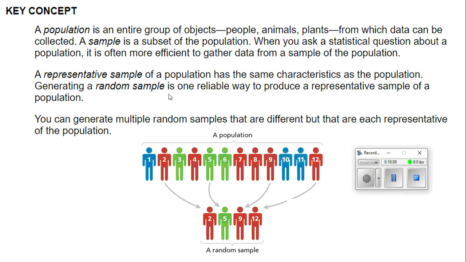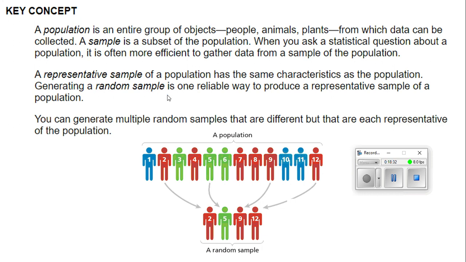Generating a random sample is one reliable way to produce a representative sample of a population. A representative sample might be, if we're talking about an election, all the registered voters. They are the representative sample of the people that are going to vote. Now, if you're not a registered voter, you would not really be in the representative sample.